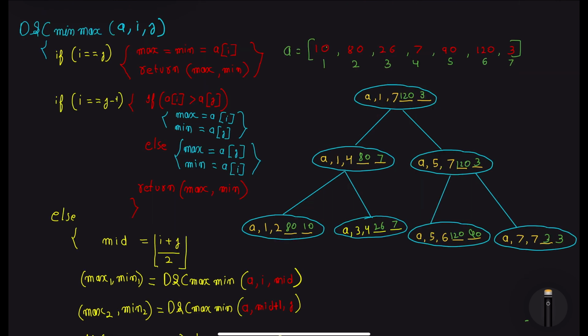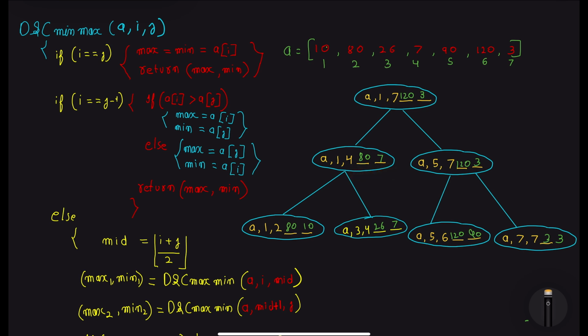Now look at the other part. We have completed finding min and max for the array between index 1 and 4. Each function call will require min 1, max 1 and min 2, max 2 to find the overall maximum and minimum in this range. For function call A17, we have got the min 1 and max 1, but we also need to find min 2 and max 2. We got our max 1 and min 1 as 80 and 7. Now we will move to the other part.